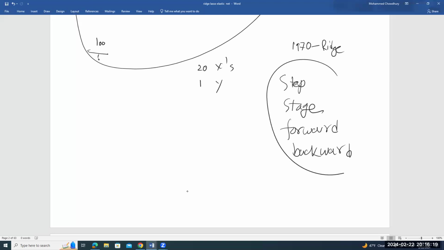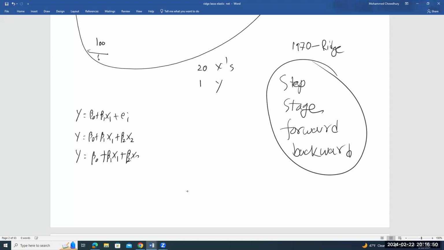What do you mean by forward selection? You start with Y equals beta 0 plus beta 1 X 1 plus E 1. Then you add Y equals beta 0 plus beta 1 X 1 plus beta 2 X 2. And then they did beta 0, beta 1 X 1, beta 2 X 3. All types of combinations were tried, and for each model they find the R square value, and in that way they select the best model.